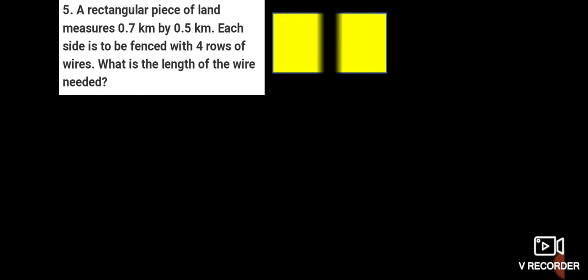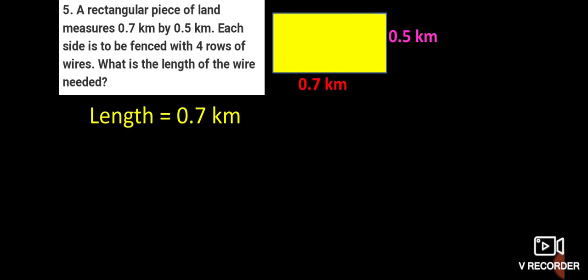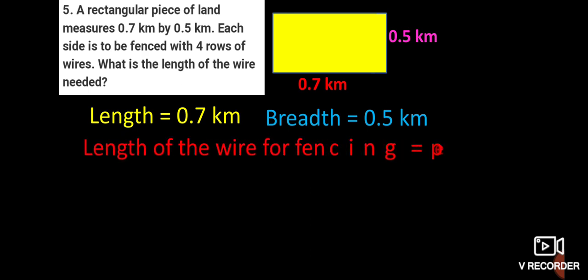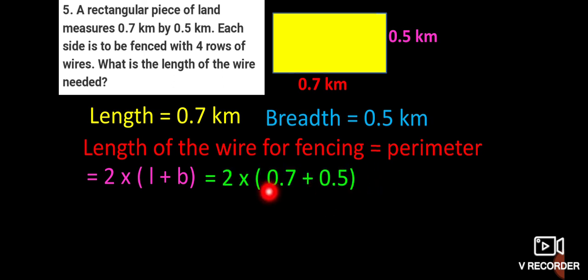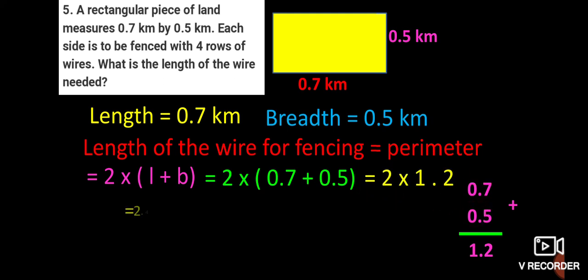In this case, we need to find the perimeter. Fencing means finding the perimeter. This is the figure. Length and breadth are marked. Length equal to 0.7 kilometer, breadth equal to 0.5. Length of the wire for fencing equal to the perimeter. So perimeter equal to 2 into (L plus B), 2 into (0.7 plus 0.5). By adding, we will get 1.2. That is 2 into 1.2 equal to 2.4 kilometer.